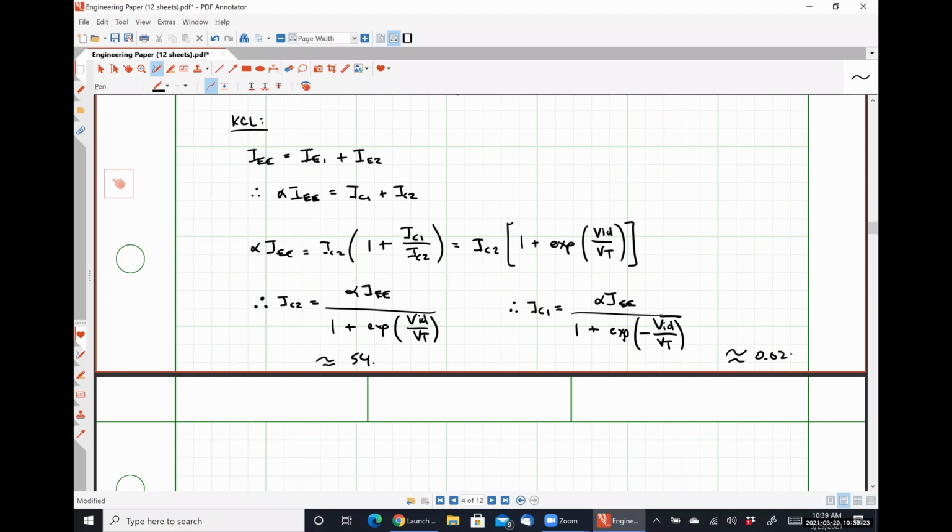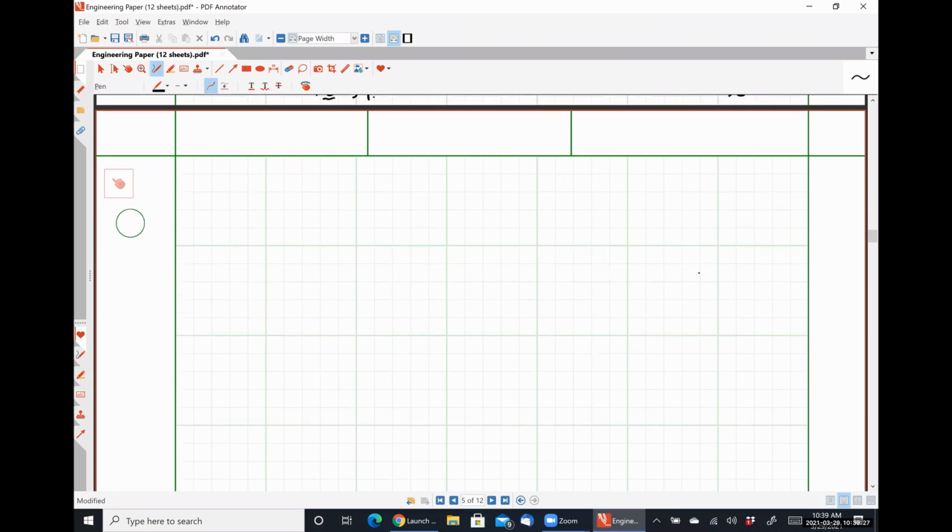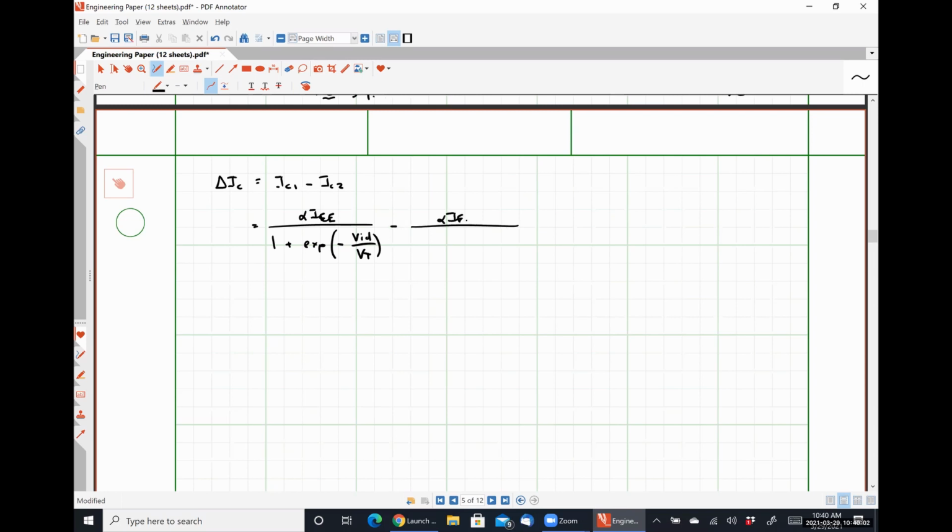All right, so let's continue the math. From our previous results, we can see that delta IC1 minus IC2 is going to become negative VID over VT, alpha IEE up here, minus one plus EXP positive VID over VT. So what I'm about to do, this is the hardest math of the day.